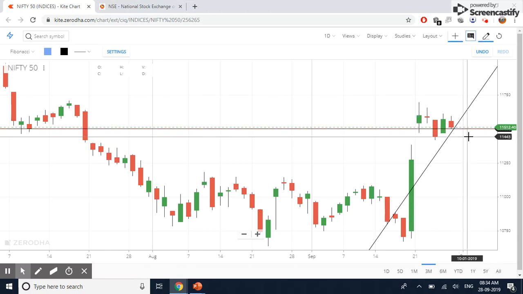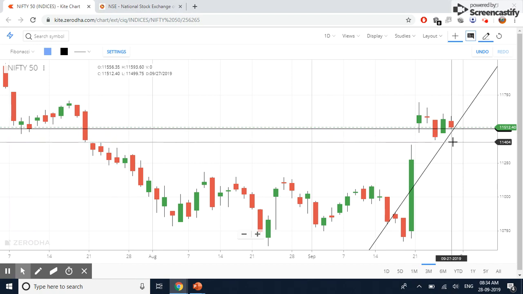But again, I am telling that this is just my analysis. Just do your own analysis before making any trade. This is just a probability that Nifty can go further down.